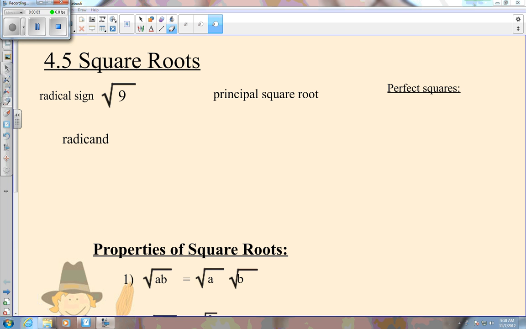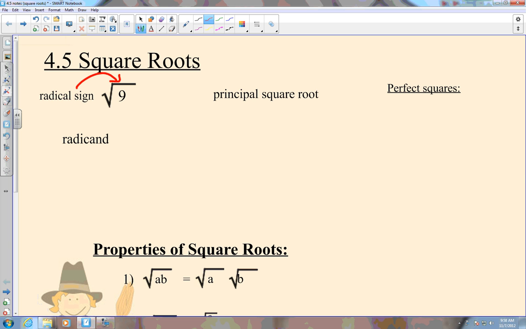Square roots. We are going to first talk about a little bit of vocabulary. That symbol that you put over top of a square root is called a radical sign. If I talk about the radical sign, that's what we're talking about. You need to know the vocabulary. The number underneath of that symbol is called the radicand. That's the number underneath of the radical. Now, if I take the square root of 9, what do I get? 3. That's called the principal square root.